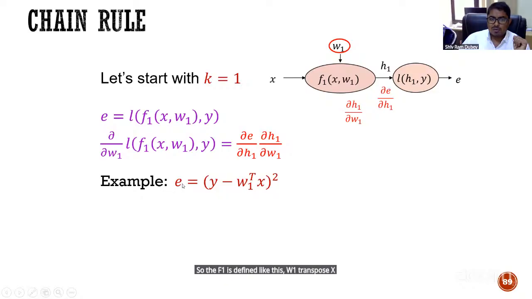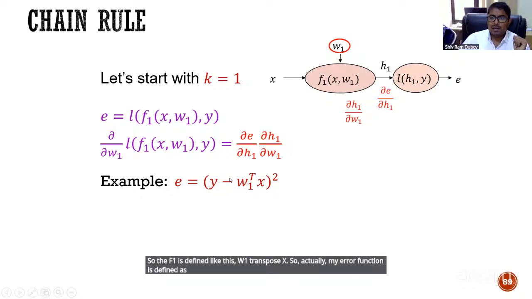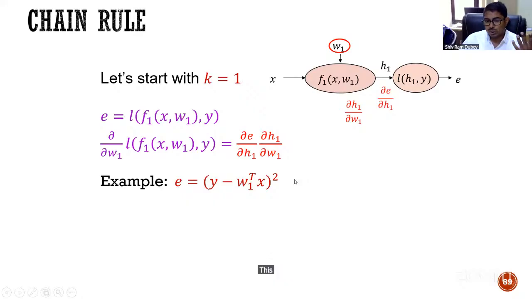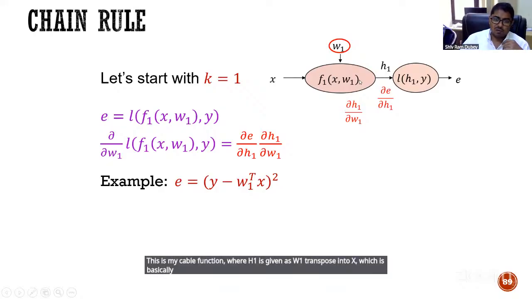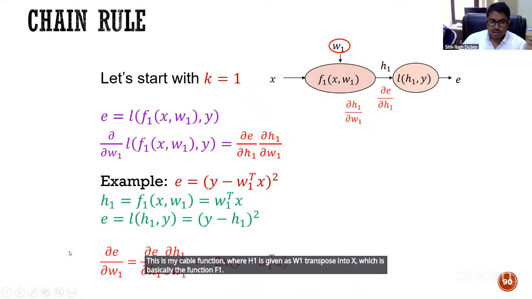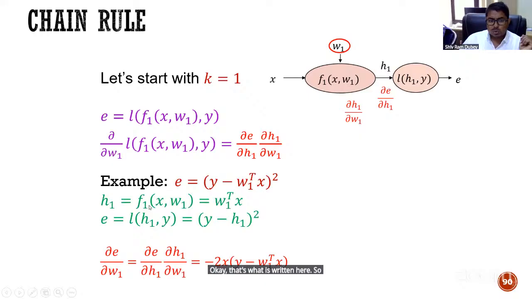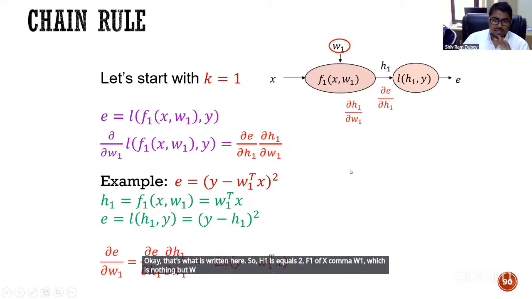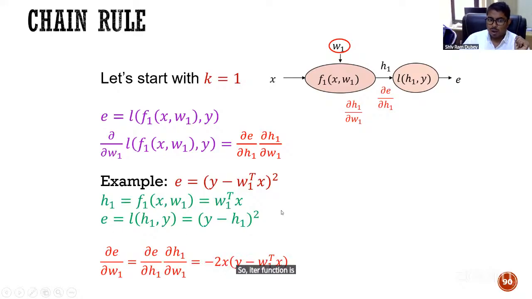So actually my error function is defined as y minus whatever is the output of function F1, that is H1. So (y minus H1) squared. This is my error function, where H1 is given as W1 transpose x, which is basically the function F1. Okay, that's what is written here. So H1 is equal to F1 of x comma W1, which is nothing but W1 transpose x in this example. So the error function is (y minus H1) squared.